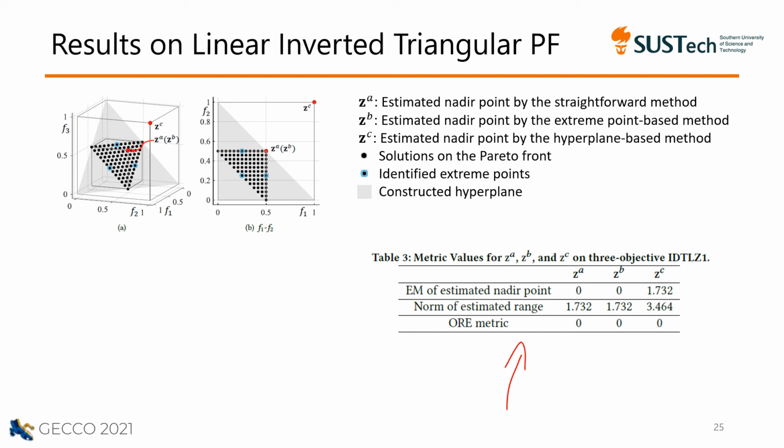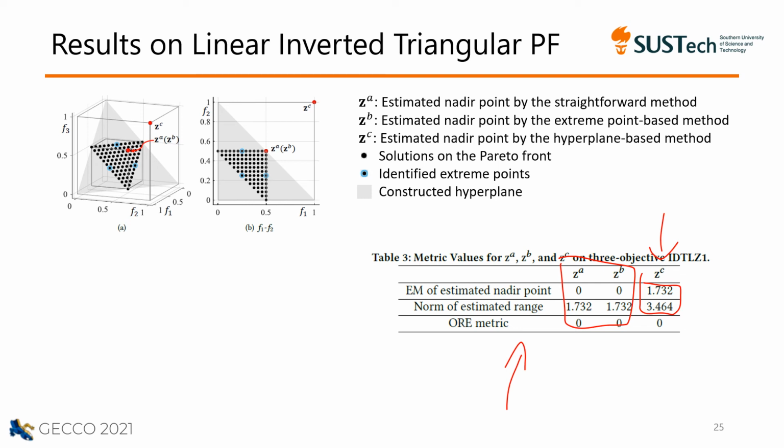This table shows the values given by the 3 metrics. We can see that the 3 metrics give the same value for ZA and ZB, since they are the same. For ZC, however, each of the 2 existing metrics gives a value larger than that of ZA and ZB, meaning that the quality of ZC is worse than ZA and ZB. These evaluation results are consistent with the quality of nadir point estimation.